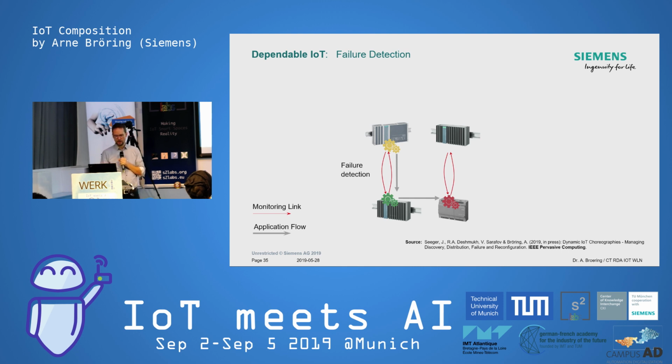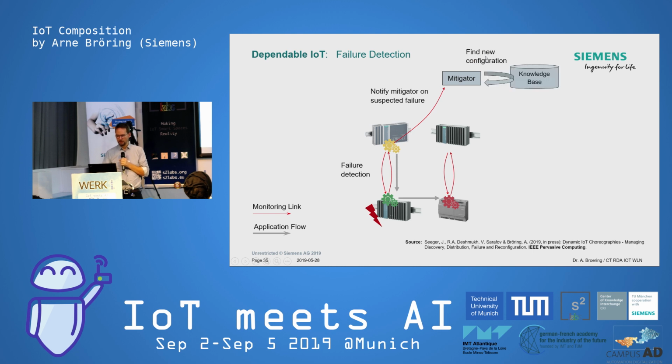And we maintain some sort of suspicion function in the background that indicates if there are no heartbeats coming in anymore, that a failure is likely. So once a failure of a device is detected or suspected, this is notified to a so-called mitigator, and that mitigator has access to a knowledge base of all the available devices, and can figure out where this green component on the failed device can be redeployed to.